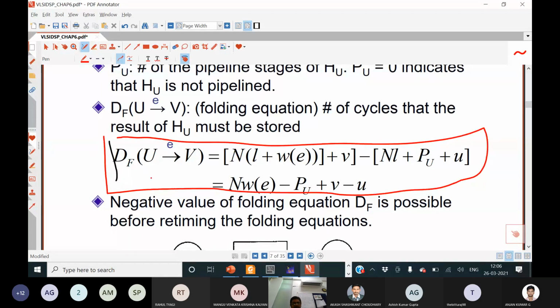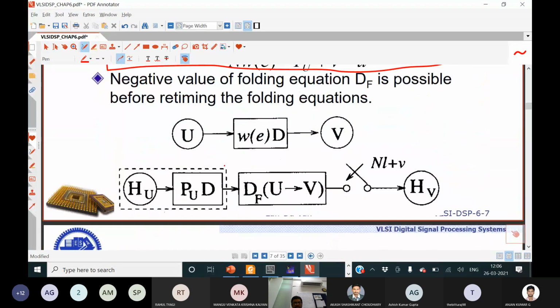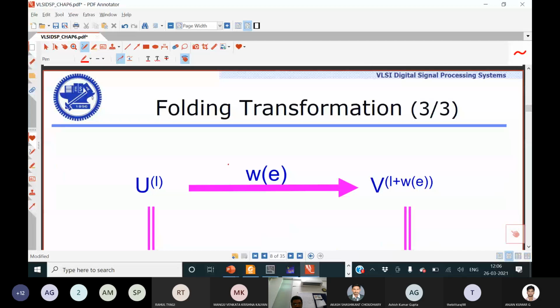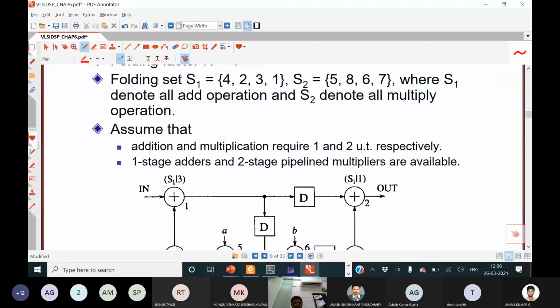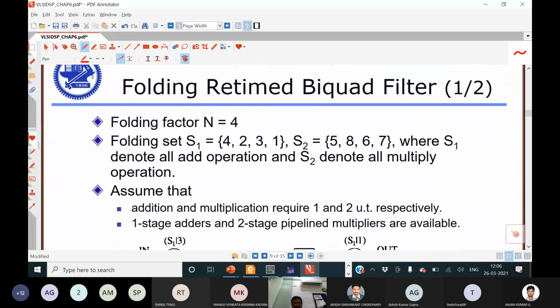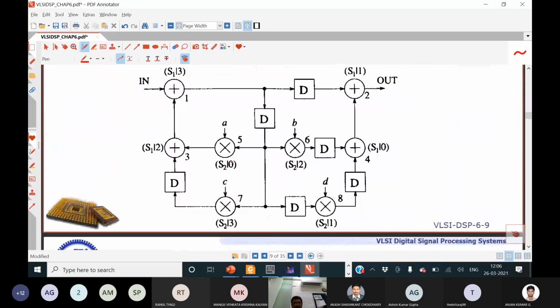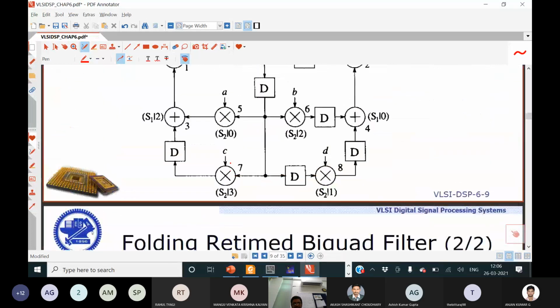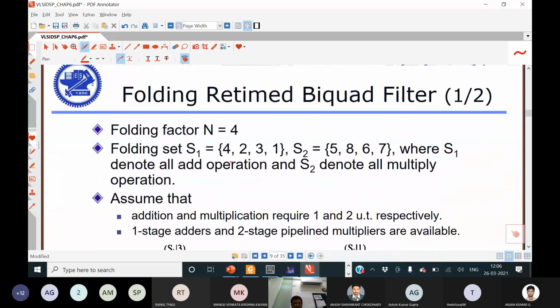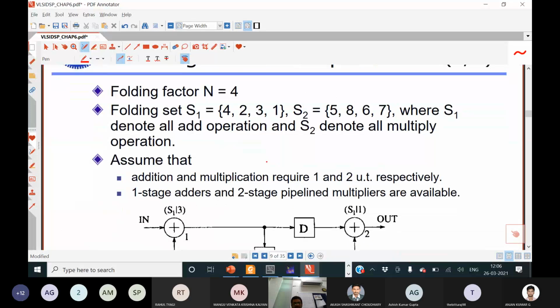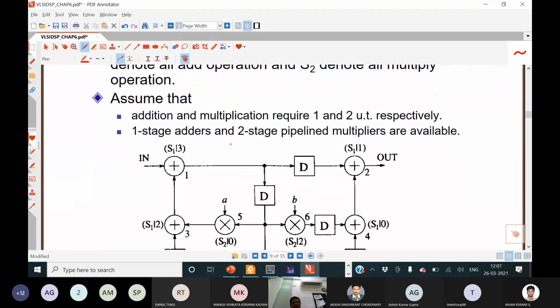So that is when we go from U to V. At that time PU, that is a parallel stage of U, is very important, so that is there in your equation. Now whenever you go for any folding architecture, this example we will not see right now, but just to understand how we can solve the folding example.